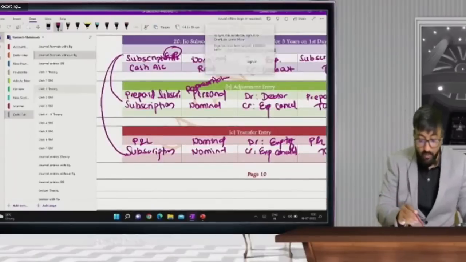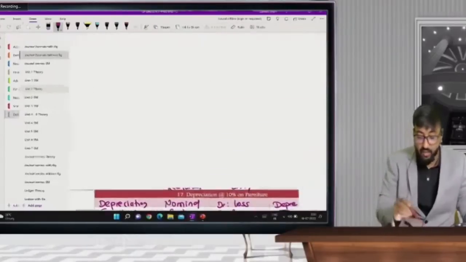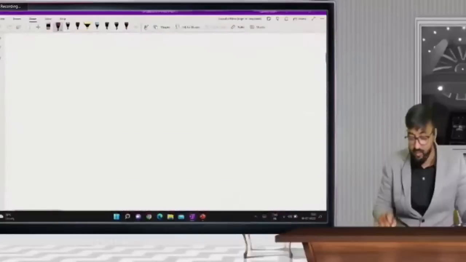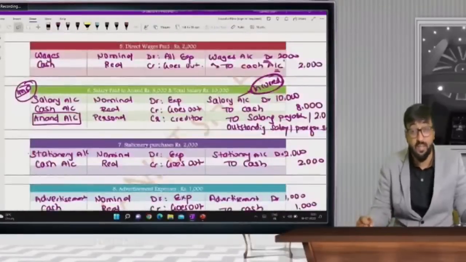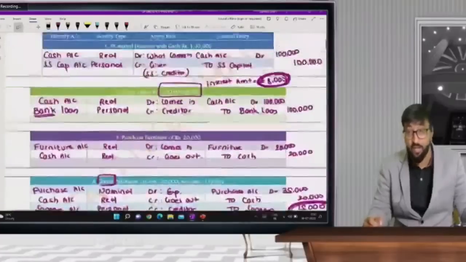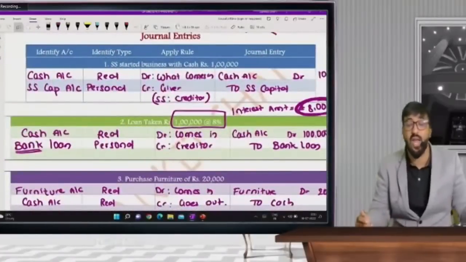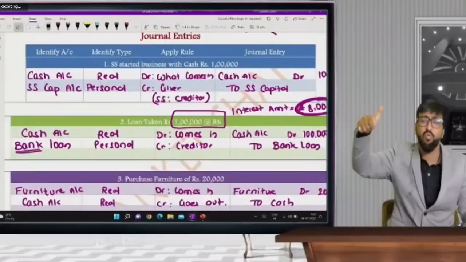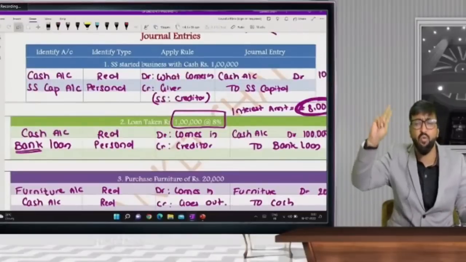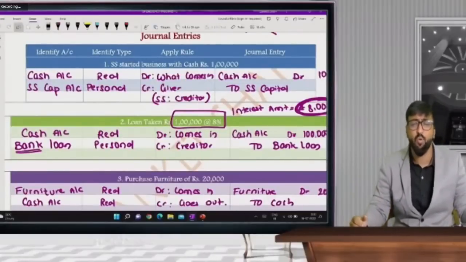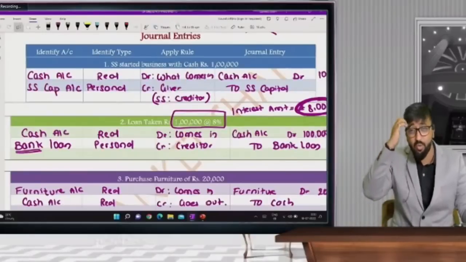So let's quickly revise our basic 20 entries in Sanket sir's way. Please listen to this lecture carefully next time for revision purposes. SS started business with cash of rupees 1000. First accounts: cash account and SS capital. Cash is a real account, SS capital is a personal account. Cash debit what comes in, SS capital is a creditor, or you can consider that as giver. Cash account debit to SS capital account.